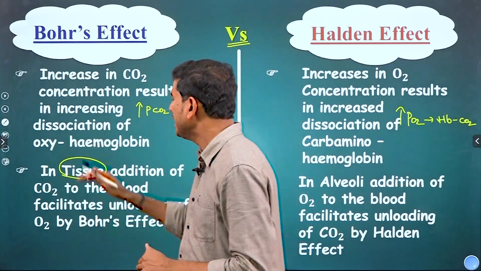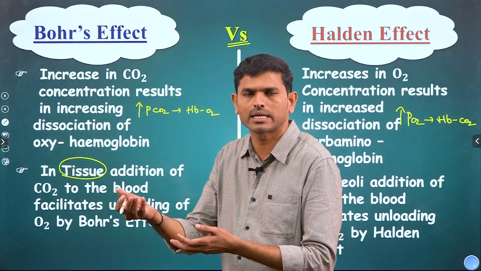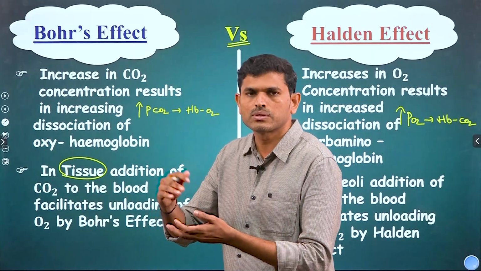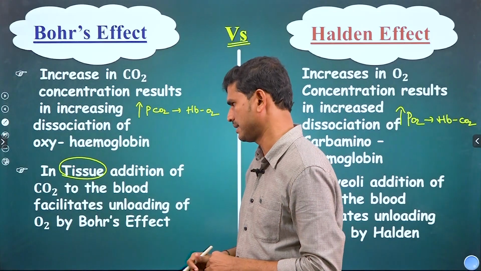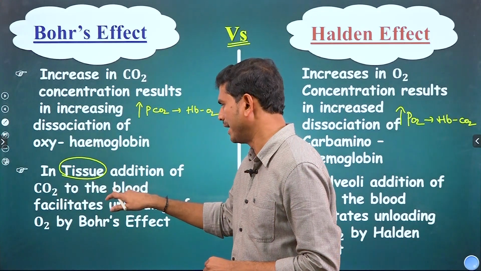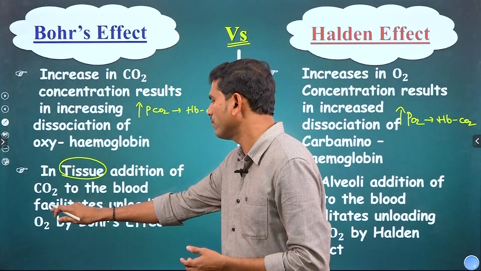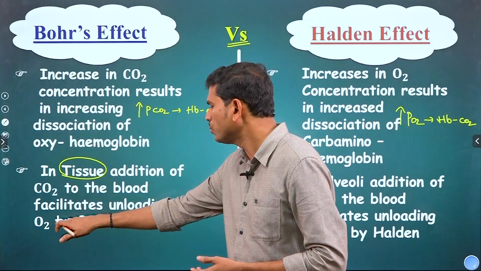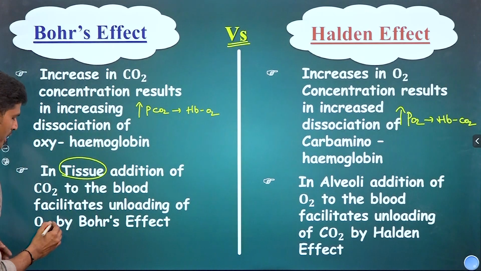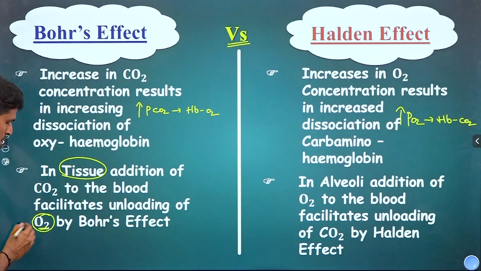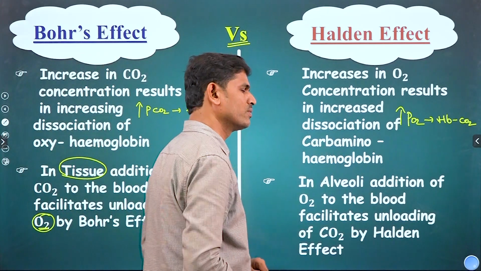And what is the second point? In tissues, adding of CO2. What do cells always do? They utilize oxygen, and by that CO2 will be released. Then CO2 goes to the blood. In tissues CO2 is always added to the blood and facilitates unloading of O2 by Bohr's effect. So CO2 is always being produced, then O2 easily dissociates and is available to the cells.